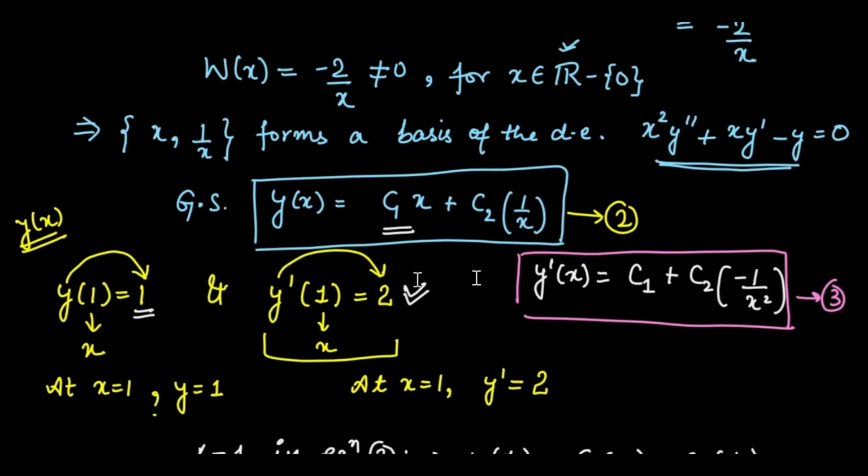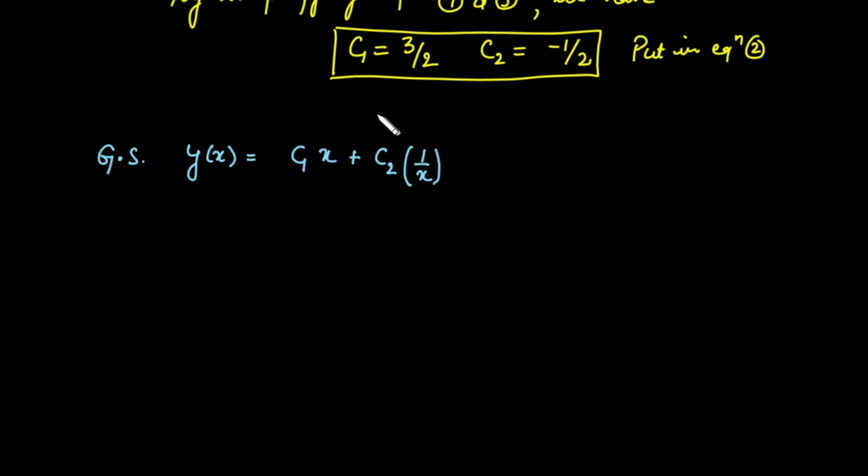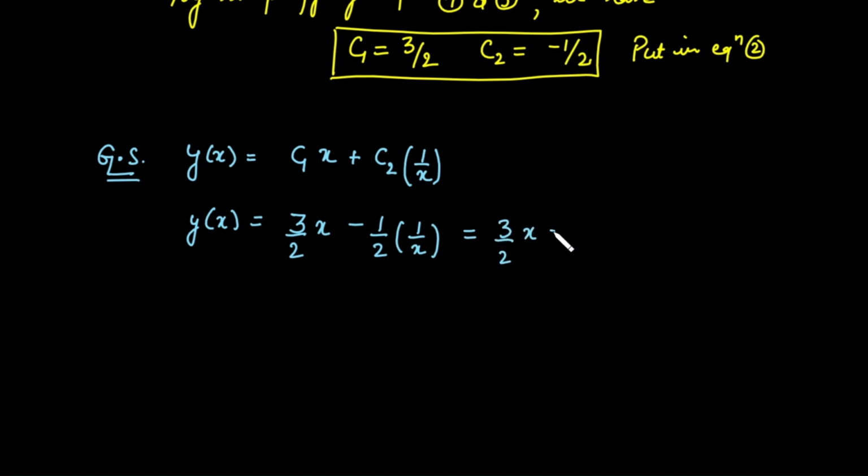Now use these values and put them in equation 2, that is the general solution. Now put the values of c1 and c2 over here. So the final value is 3 by 2 x minus 1 by 2 into 1 by x. So that is 3x by 2 minus 1 by 2x, and this is the particular solution.